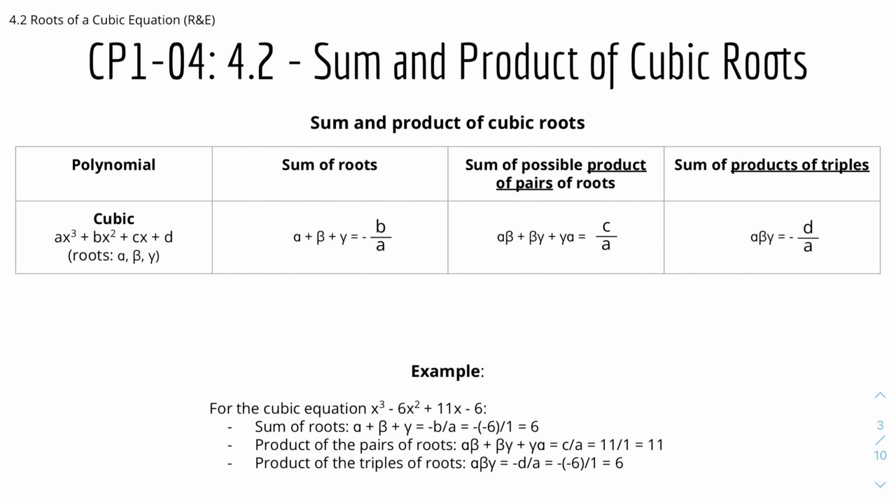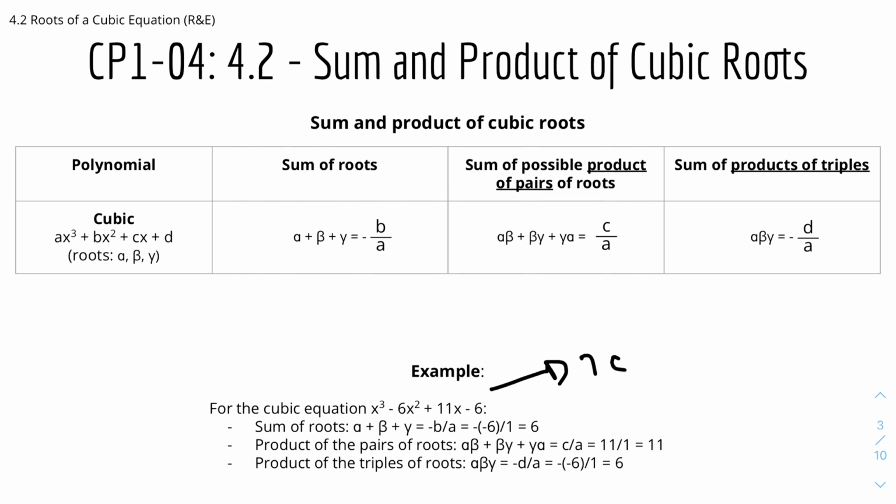Here's an example. For the cubic equation x cubed minus 6x squared plus 11x minus 6, the sum of the roots, alpha plus beta plus gamma, equals minus b over a, which is minus minus 6 over 1, which is equal to 6. The sum of the product pairs of the roots is 11, and the product of the triple is equal to 6. If we were to solve this equation, I'll put it into my calculator with coefficients 1, minus 6, 11, and minus 6.